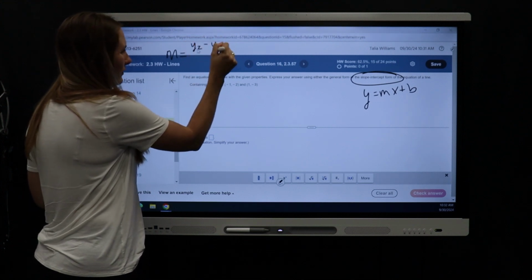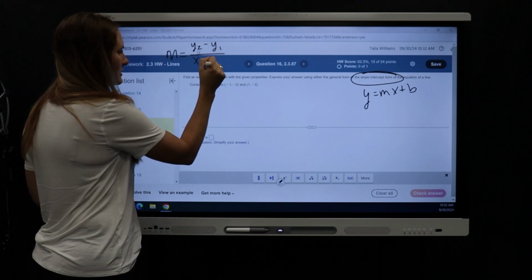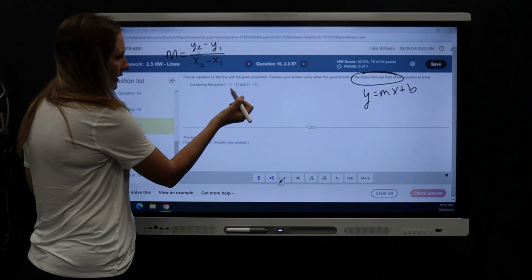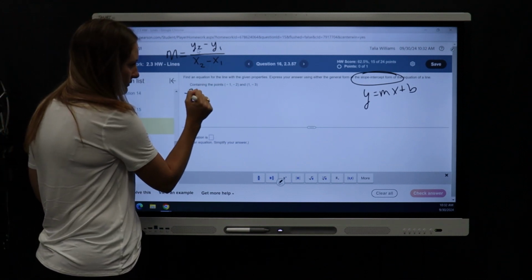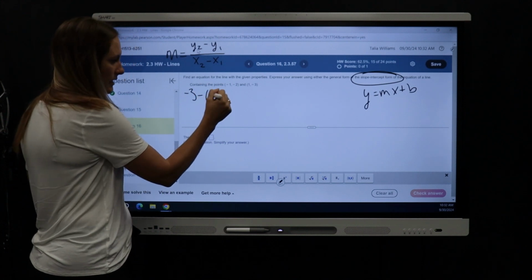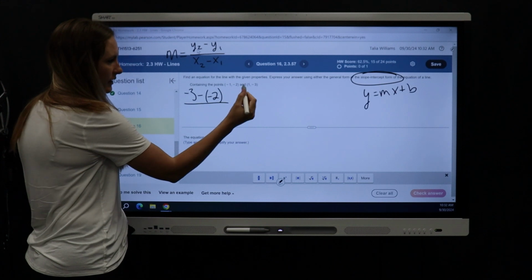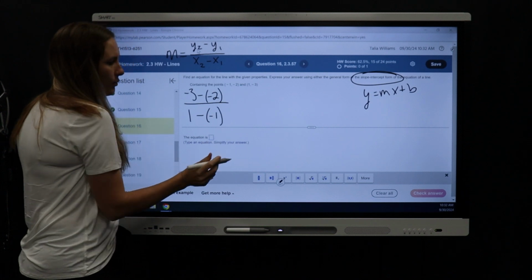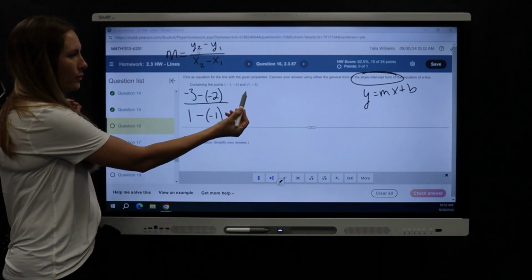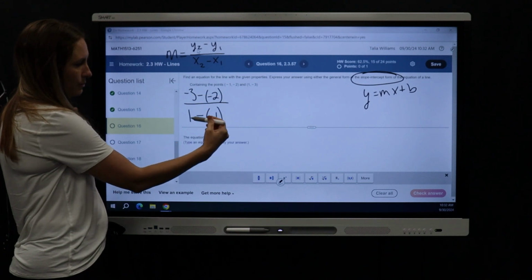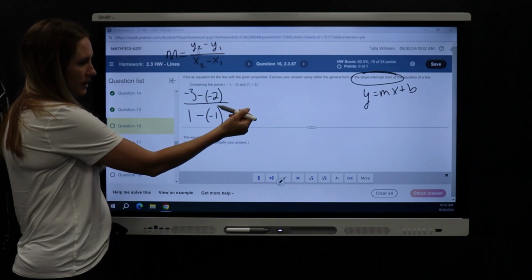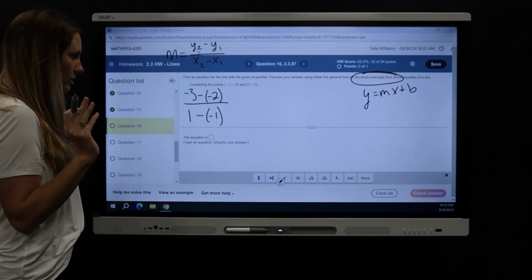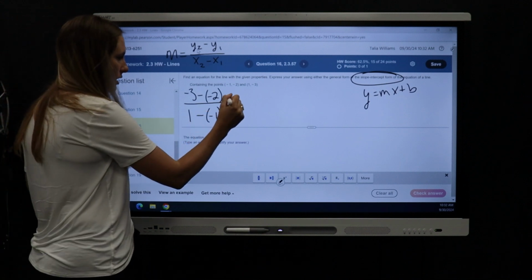y2 subtract y1 over x2 subtract x1. So when we're finding our slope, our second y is -3. Remember, subtract. -2 is the other y value. And then our x values, we have 1, subtract, and then this one is -1. Whenever you're doing this, just be sure that your points, like this one is 1, -3, it has to line up with each other. 1, -3, -1, -2. Because if you mix those up, you're not going to get the right answer. It's going to be shot.